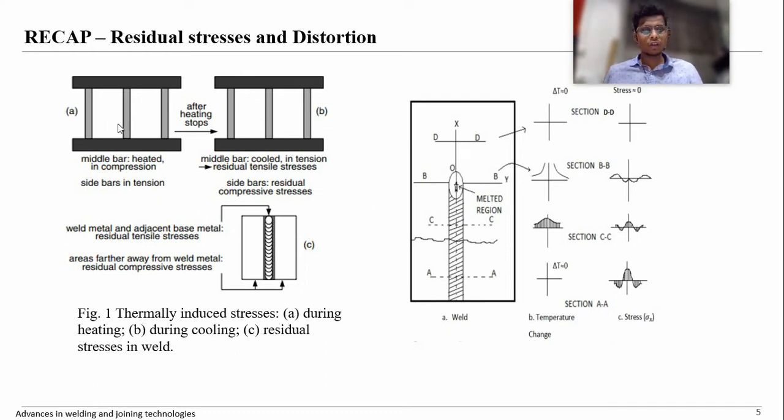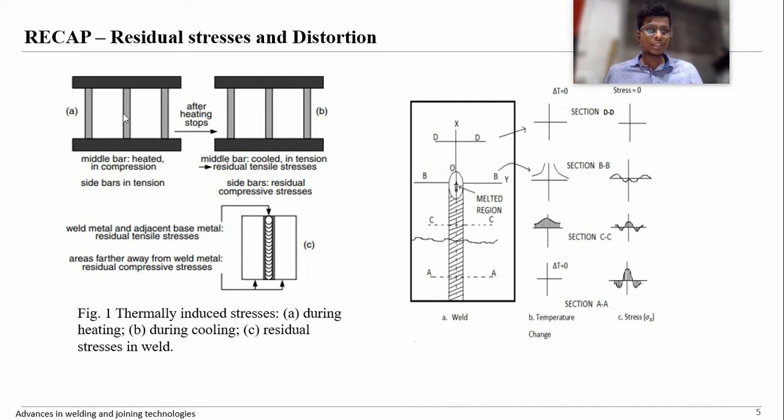So, first of all, we'll consider a three bar arrangement, which is rigidly fixed like this. Initially these three bars are at room temperature. Fine. Now, only at the middle bar I will raise the temperature. So the middle bar temperature will be raised, and the other bars will be at room temperature itself.